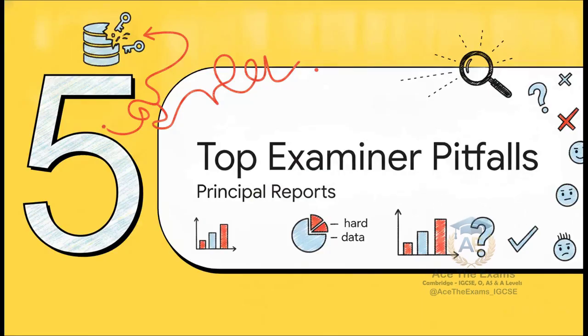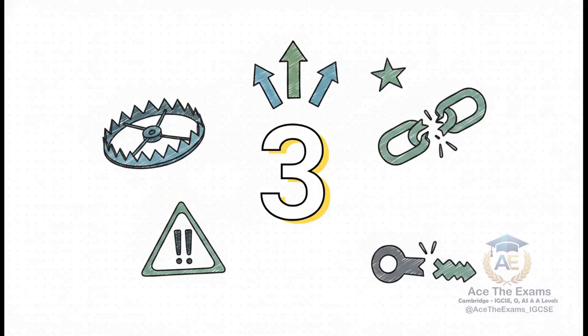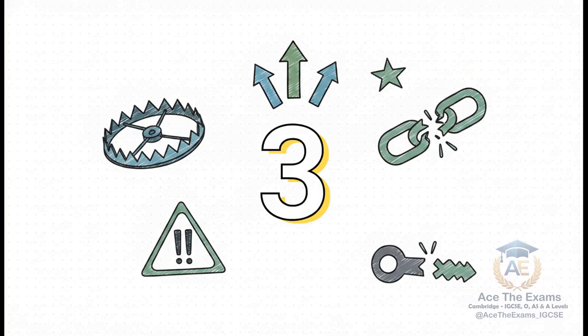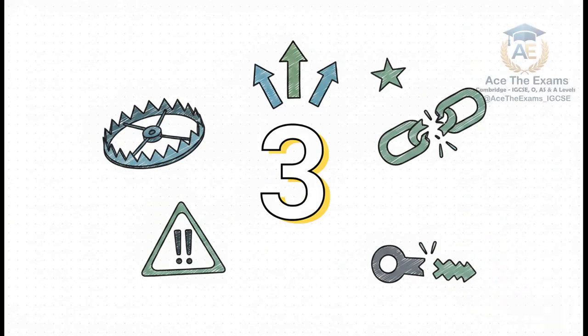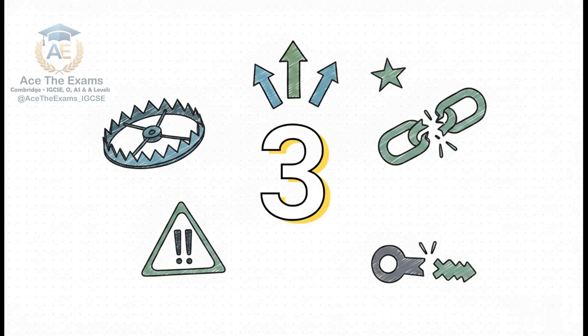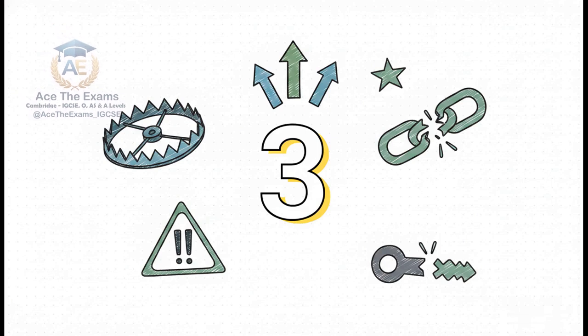Section 5. Top Examiner Pitfalls. Let's pull back the curtain and look directly at what the principal reports are saying. There is a number you absolutely need to burn into your memory today. 3. There are 3 devastating mistakes, 3 primary warnings from the examiners that constantly, year after year, appear in the reports regarding database terminology. If you can avoid these 3 traps, your mark potential immediately shoots up.